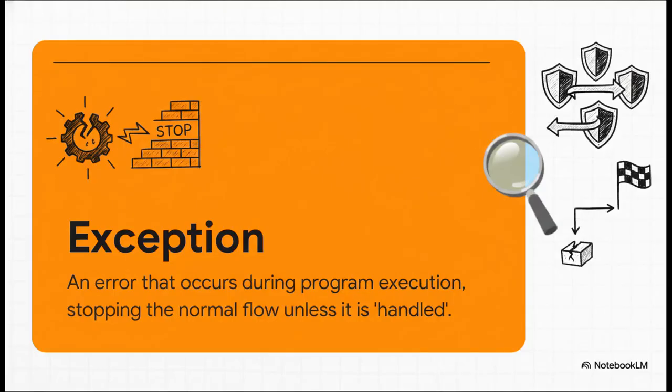So that thing that crashed our program, that has a name. It's called an exception. It's basically an error that pops up while the program is actually running. And the key word here is handled. See, if we don't handle it, the program dies. But if we do handle it, well, then we're in control.